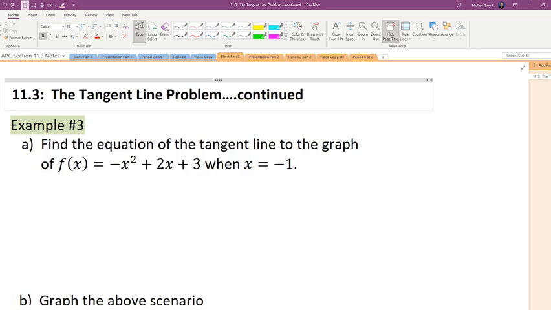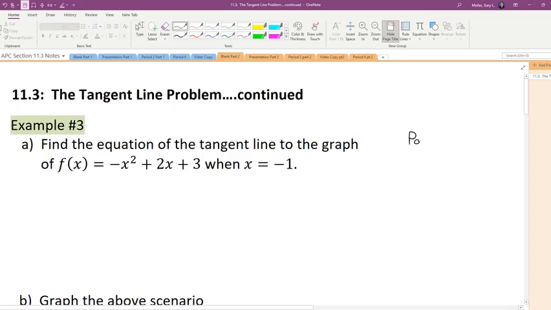And so once again, in order to do that, we know to write the equation of any line, we need a point and a slope. And so the point is easy to come by. We know it's going to be happening at -1. And then, of course, I need to find f of -1, which is going to give me -1 squared plus 2 times -1 plus 3, which is going to be -1 minus 2 plus 3, which, of course, is 0. So we know we have the point -1, 0.